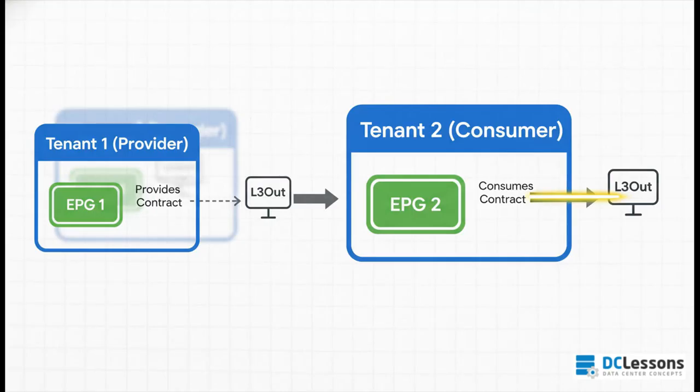Now, let's switch over to the consumer tenant 2. Their job is way simpler. The admin for tenant 2 just has to go to their own internal EPG, EPG2 in our picture, and tell it to consume that very same global contract that tenant 1 is providing. And because that contract scope is set to global, tenant 2 can see it and use it, no problem. It's a really elegant provider-consumer model.